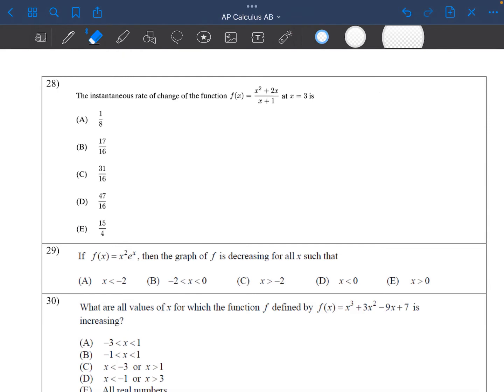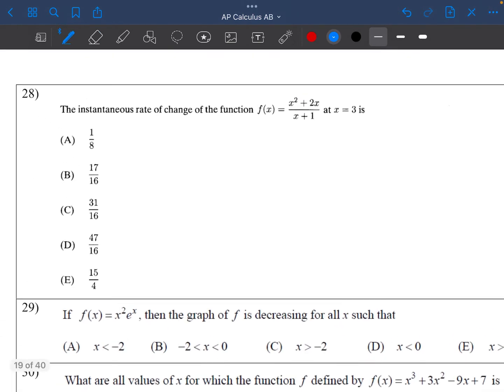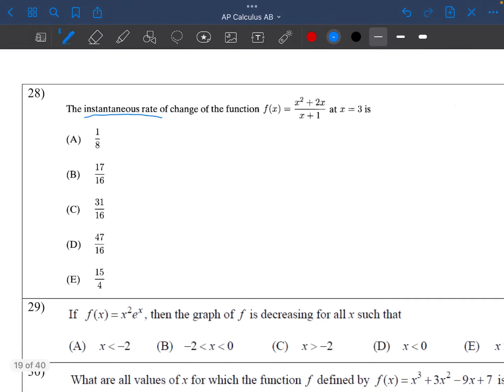Number 28. The instantaneous rate of change of the function at 3 is, all right, so the first thing that I notice is that we have this keyword, instantaneous rate of change. And that is synonymous with derivative, or slope, as in the slope of the tangent, right? So it's essentially asking us, take the derivative of this thing, plug in 3.